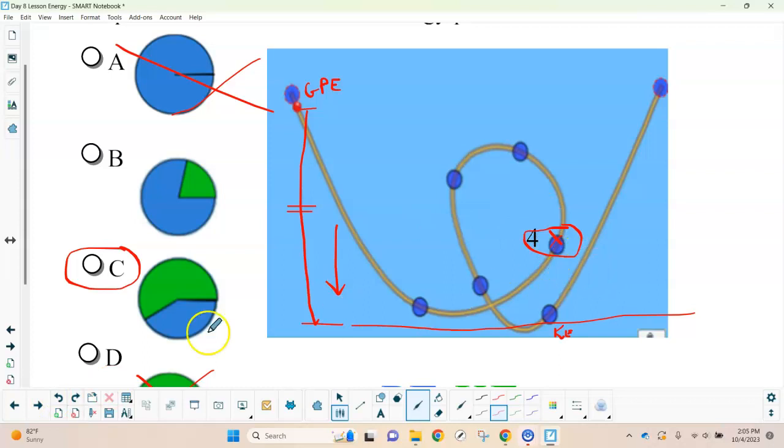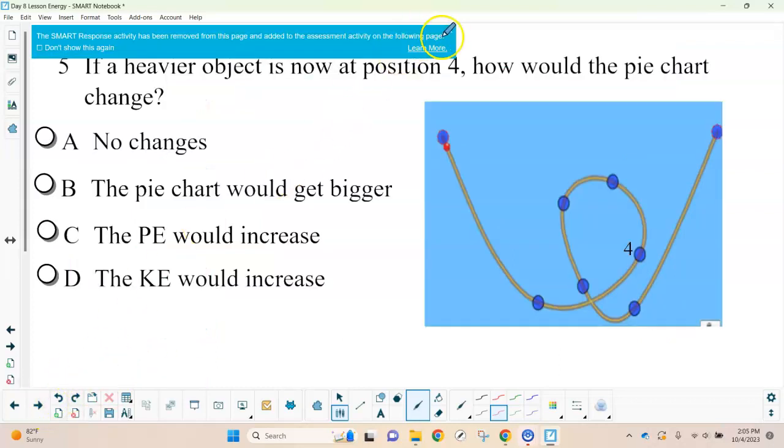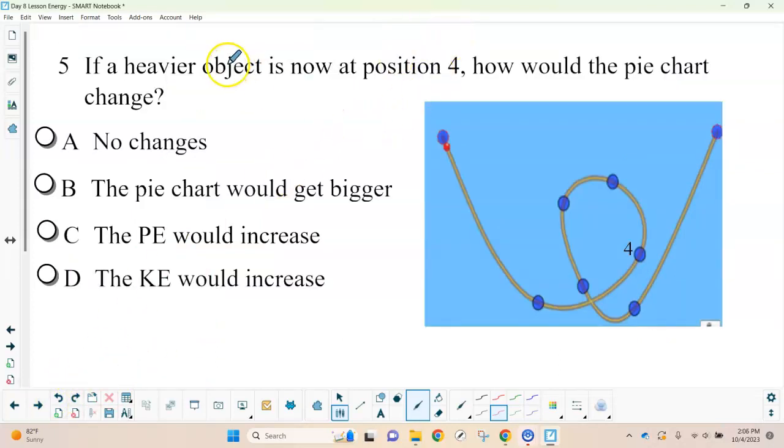We have another question about this one on the next one. So it says, what would happen if the object is heavier at position 4? So now it's just got heavier. How would the pie chart change? So if we had a pie chart which had the position 4 energy, which we just had on the last one, now we want to know what would happen in the pie chart.